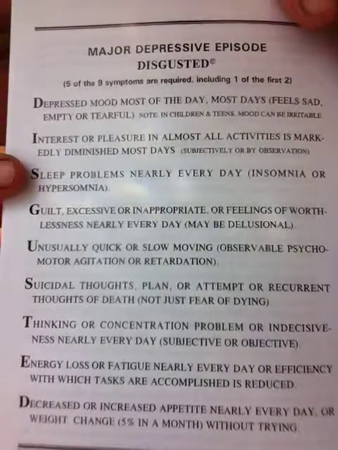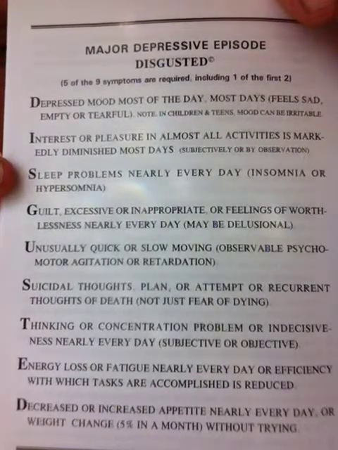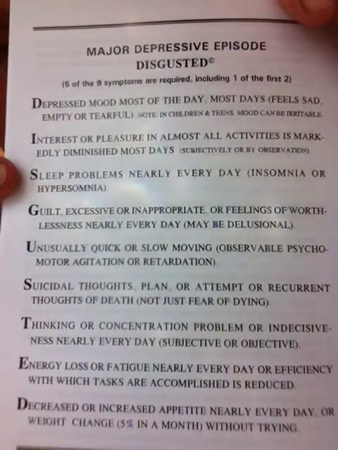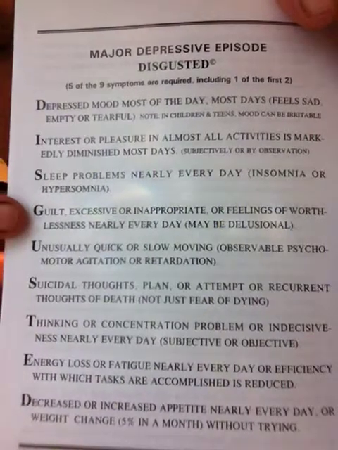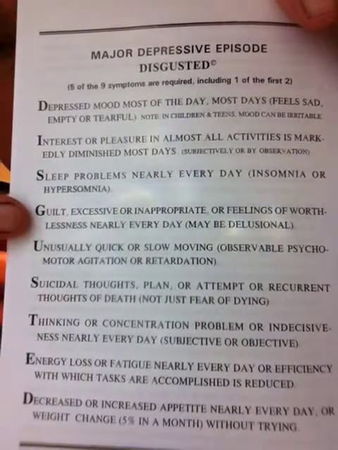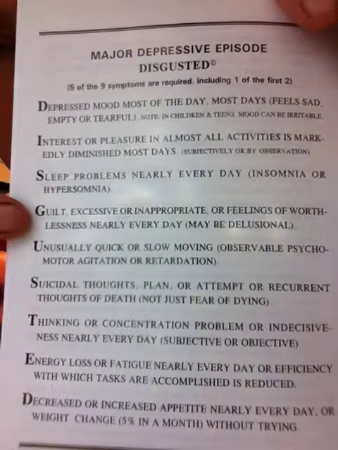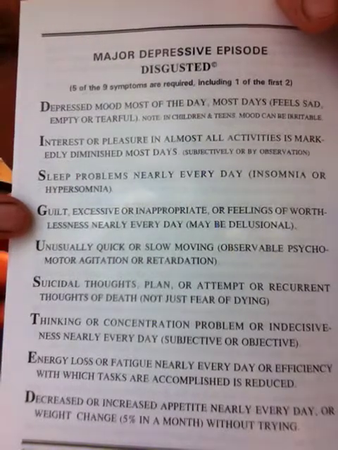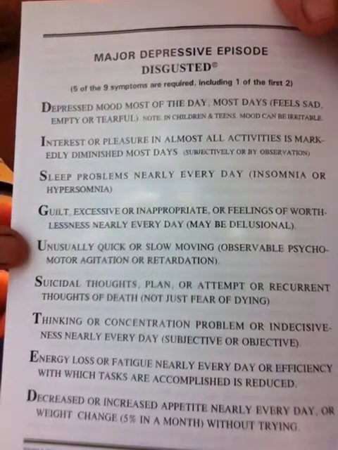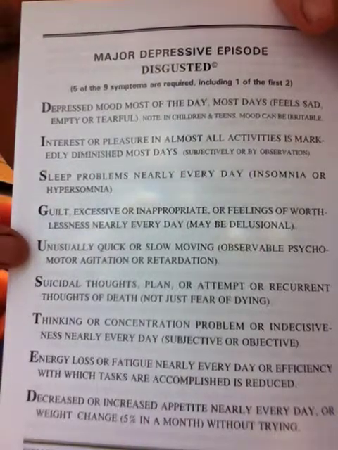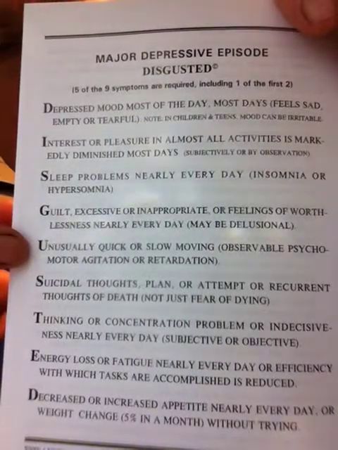So you see here the sleep disturbance: trouble falling asleep, staying asleep, or middle insomnia. G is for guilt, guilty or worthless. And all these criteria, most days, most of the day. U is for unusually quick or unusually slow, that's psychomotor retardation or agitation.